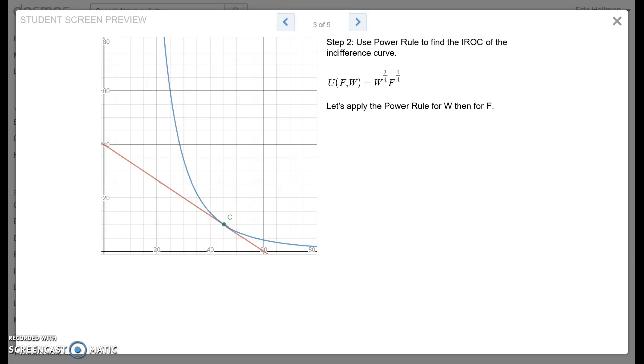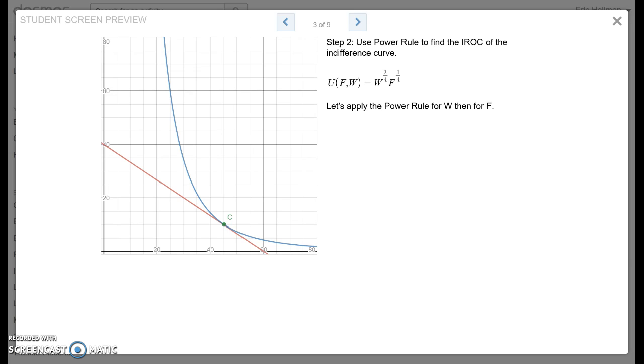So here we are given an equation for the utility function. Your utility is a function of food and water. Specifically, utility is given by the amount of water you drink raised to the 3/4 power times the amount of food you eat raised to the 1/4 power. So the way we're going to find the rate of change of the indifference curve is we're going to apply the power rule to this utility function. First, we will apply the power rule as if W is the variable, and then we will apply the power rule as if F is the variable.